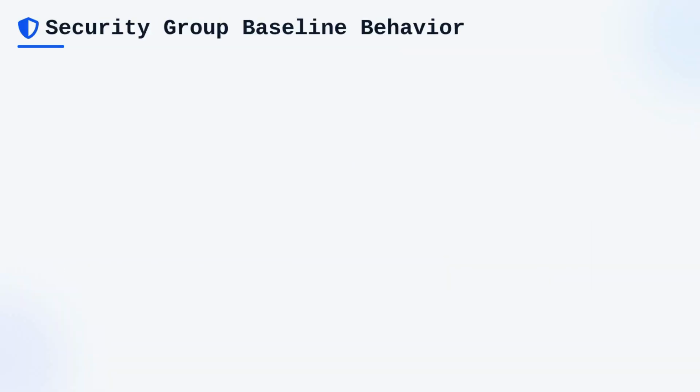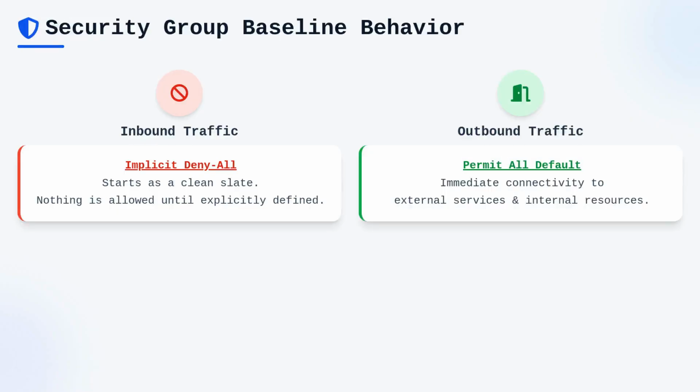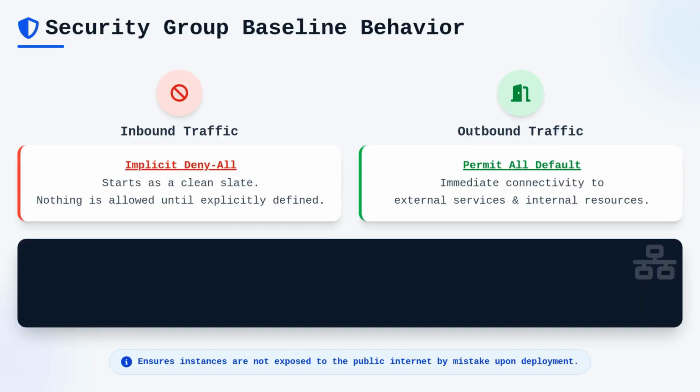The baseline behavior of a security group is defined by an implicit deny-all stance for all inbound traffic upon provisioning. You essentially start with a clean slate where nothing is allowed until you explicitly define a rule that says otherwise. Conversely, security groups in IBM Cloud generally permit all outbound traffic by default, facilitating immediate connectivity for your workloads to reach external services or internal resources as needed. This robust default security posture ensures that your instances are not exposed to the public internet by mistake the moment they are deployed.